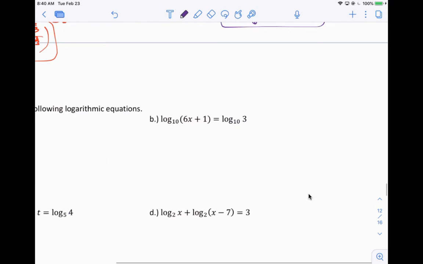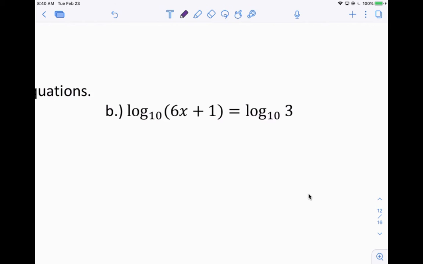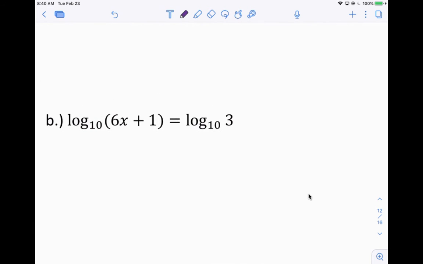Ones we didn't see were things like this that had 2 logs, okay? But this is very similar to something like 2 times (6x plus 1) equals 2 times 3. Well, if you're multiplying by 2 on both sides, you're not doing anything. Remember, if you have something happening on both sides, you haven't changed the equation. That's the fundamental algebra property. 2 on both sides is the same.